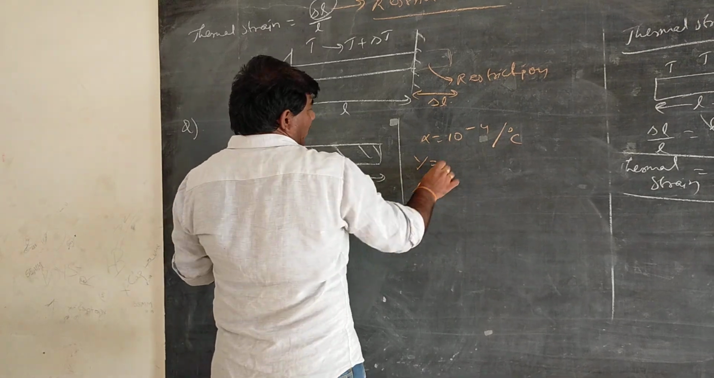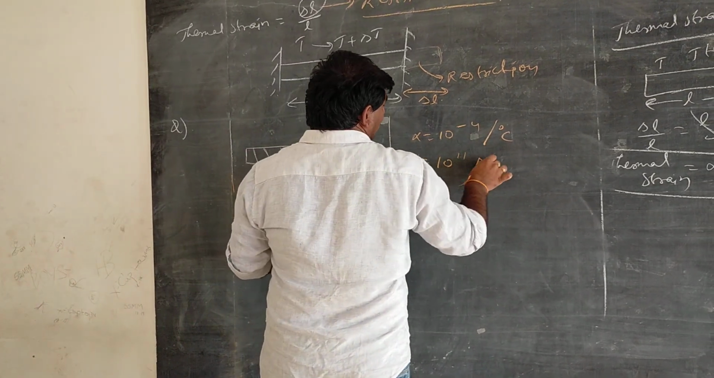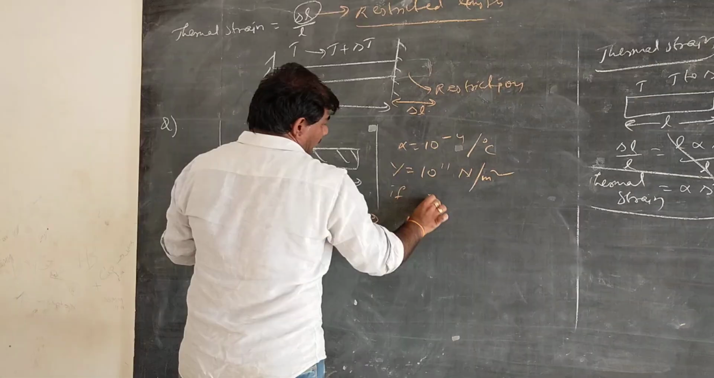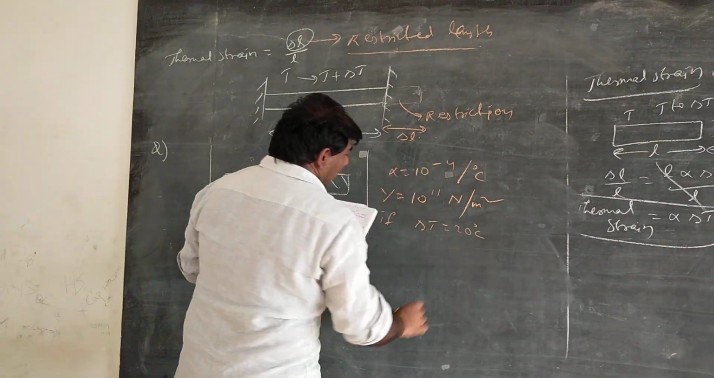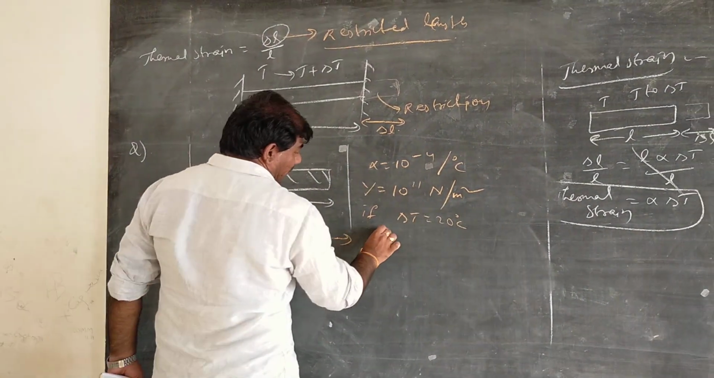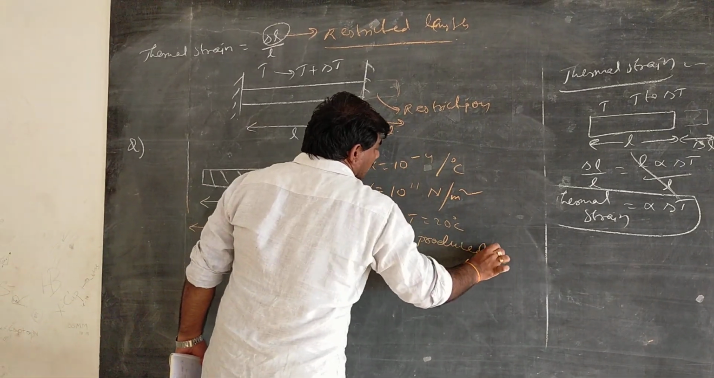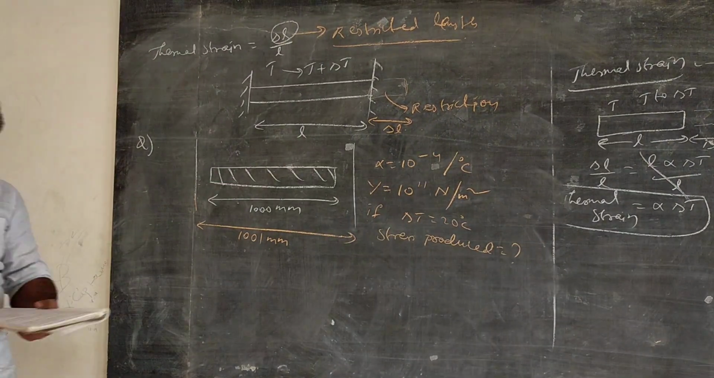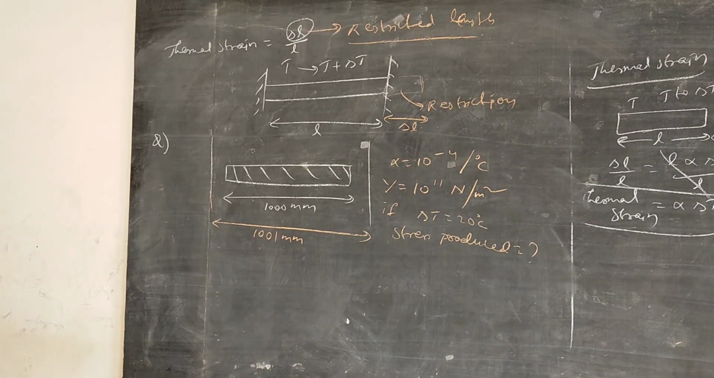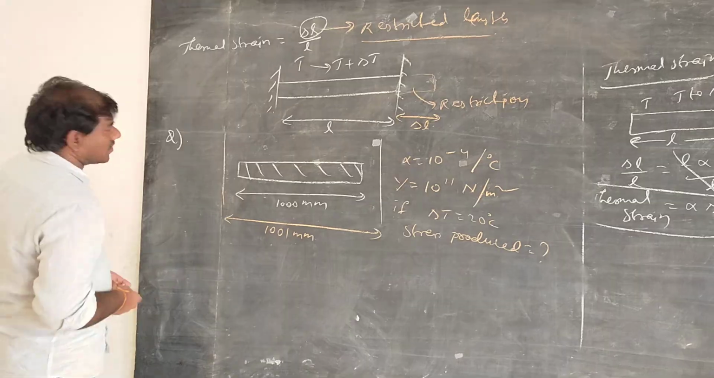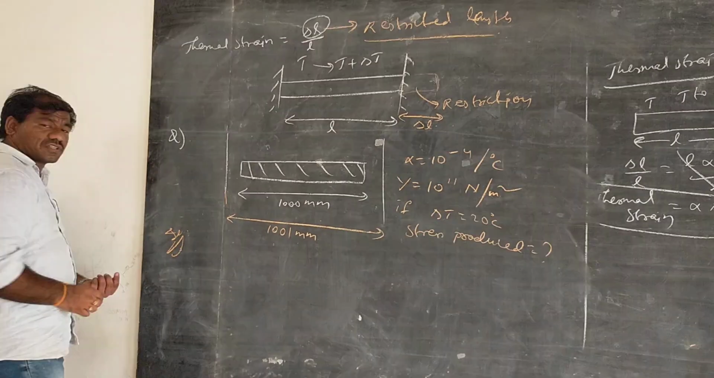Young's modulus of this rod is given as 10 to the power of 11 Newton per meter square. If delta T is 20 degrees centigrade, then find the stress produced. So, what is your stress produced to be? That's what they are asking. Let's see, sir, what is your approach?